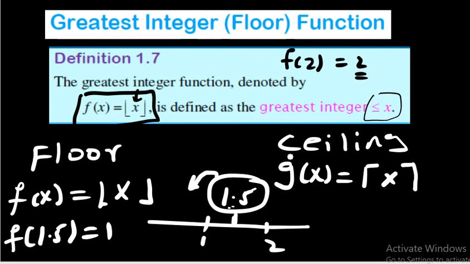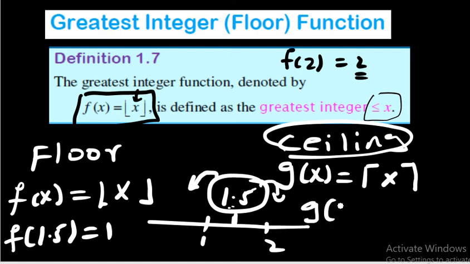When we say ceiling, we have to think of the integer to the right side of it, the next integer. So g of 1.5 is going to be 2. This is the formal definition of what floor, or the greatest integer function, means.